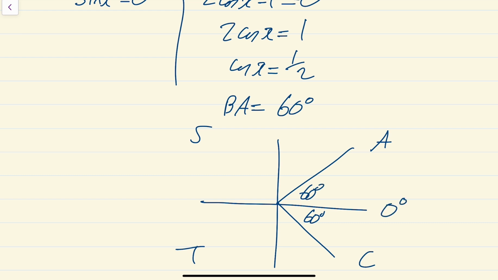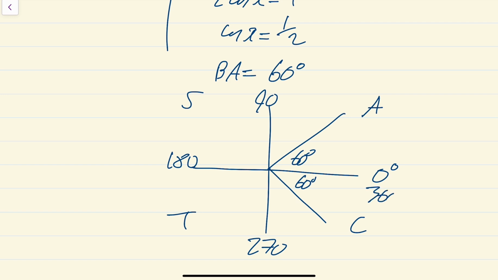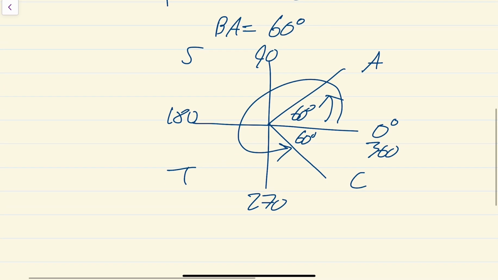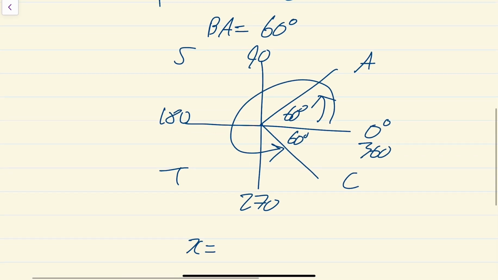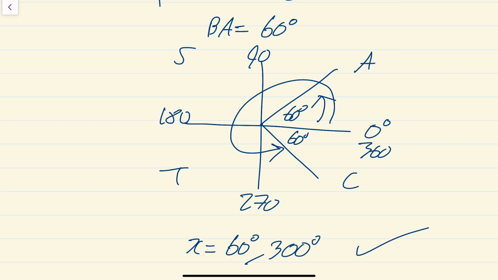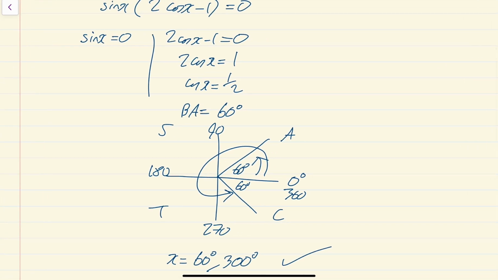That was 0 degrees, 90, 180, 270, and then back to 360. So this first angle is 60 degrees. This second angle is 60 degrees shy of being a full turn, so it's 300 degrees. Okay, so there's 2 of my answers, which I would have got the first way had I divided across.